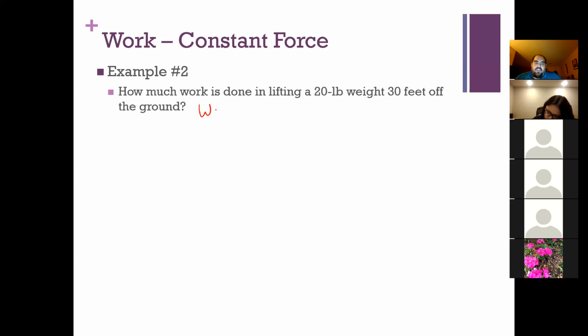Right. So when you're dealing in the imperial system, we don't really deal with mass. We just deal directly with weight. So in this case, I'll go ahead and do this more symbolically first. Force of gravity times displacement, which is going to be 20 pounds times 30 feet, which gives us a total work of 600 foot-pounds.